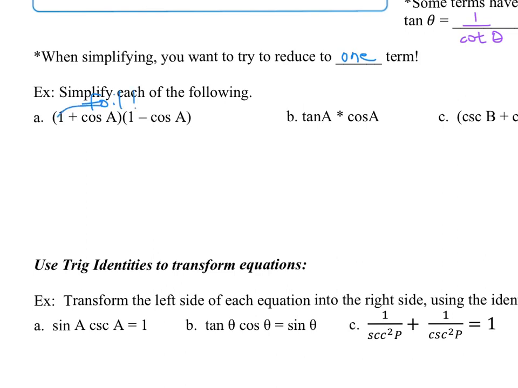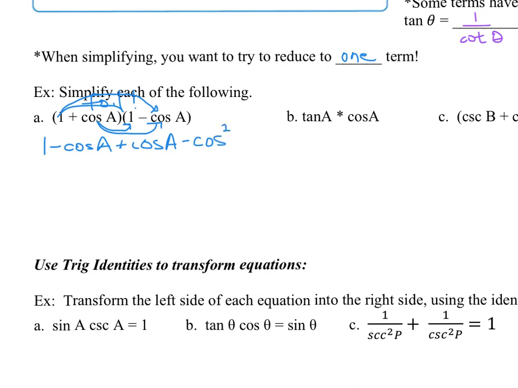Foiling will do 1 times 1, that would be the first. 1 times negative cosine would be minus cosine A, that would be the outside. Cosine A times 1 would just be positive cosine A, that's the inside. And then positive cosine A times negative cosine A. Cosine times cosine would be cosine squared.